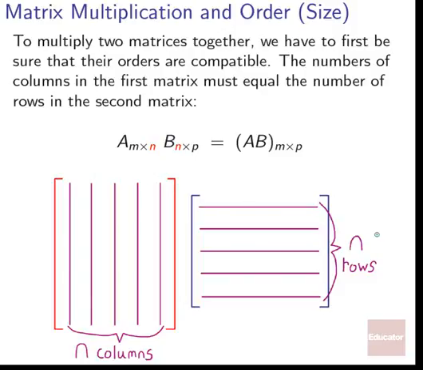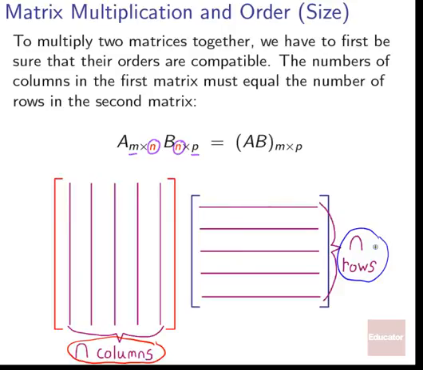To multiply two matrices together, we have to first be sure that their orders are compatible. We've talked about this a little bit so far. The number of columns in the first matrix must equal the number of rows in the second matrix. So the number of columns in the first matrix must be the same as the number of rows in the second matrix. And then what comes out of it is this M by P. So A, B, M by P. So we've got N columns in our first matrix times N rows in our second matrix.